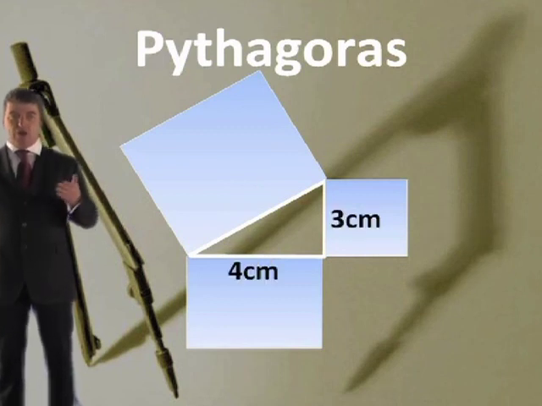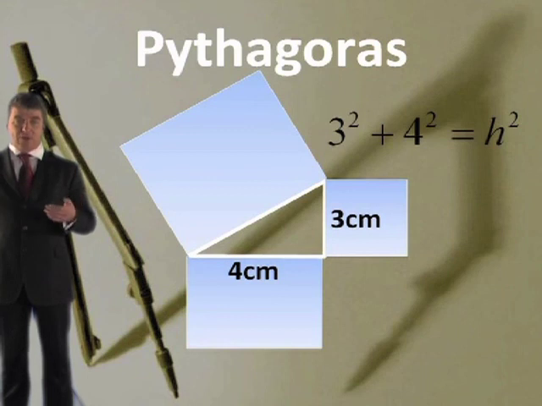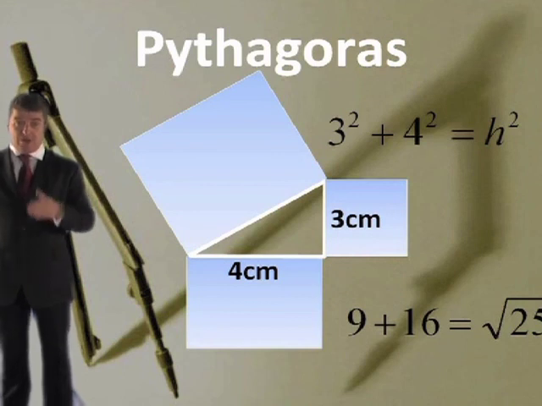Let's have an example. If we've got this triangle, and it's 3 centimetres by 4 by 5, you get 3 squared plus 4 squared equals h squared, where h is the hypotenuse, which is 9 plus 16 is 25. The square root of 25 is 5. So that one there will be 5. Therefore, in any right angled triangle, you can always apply this theorem.